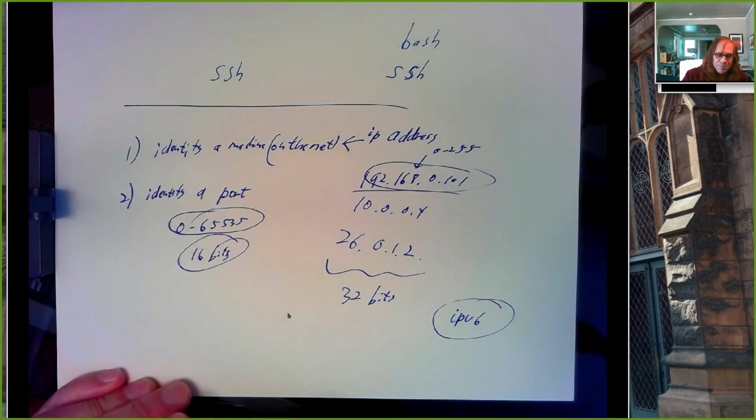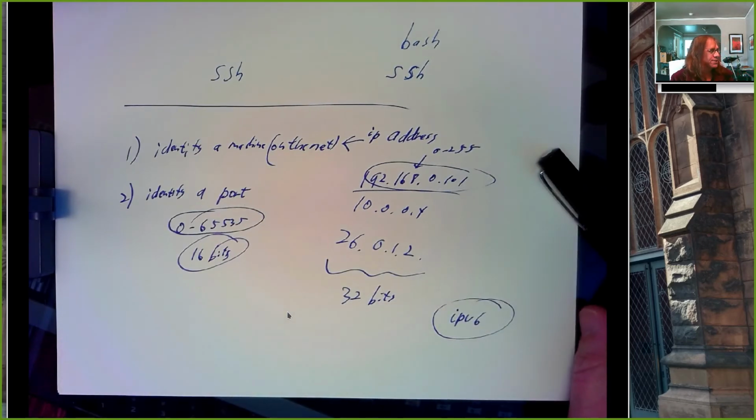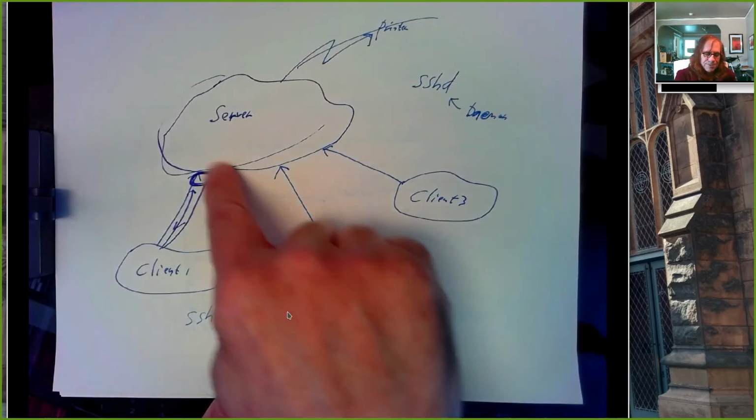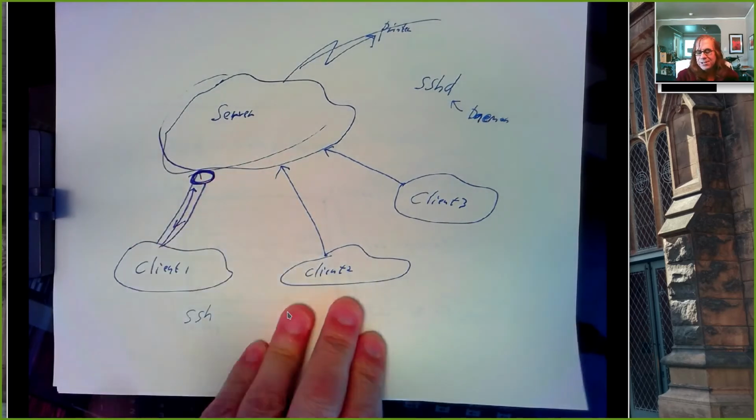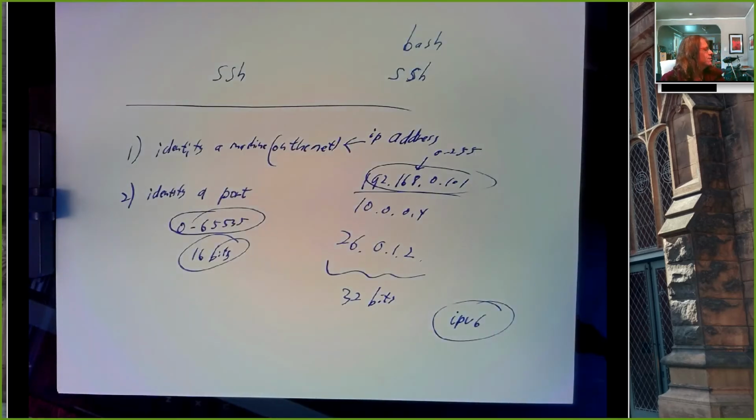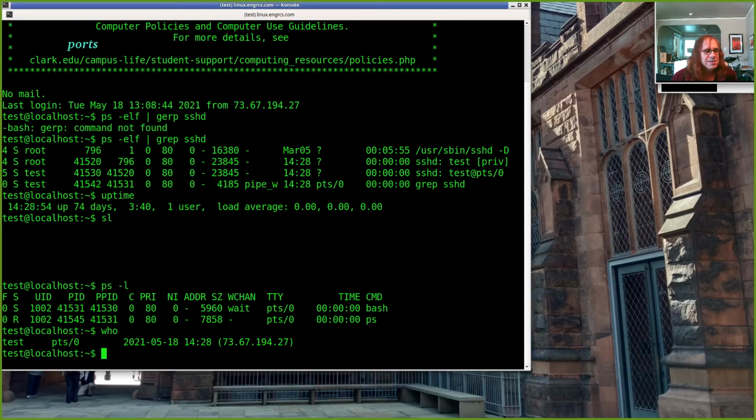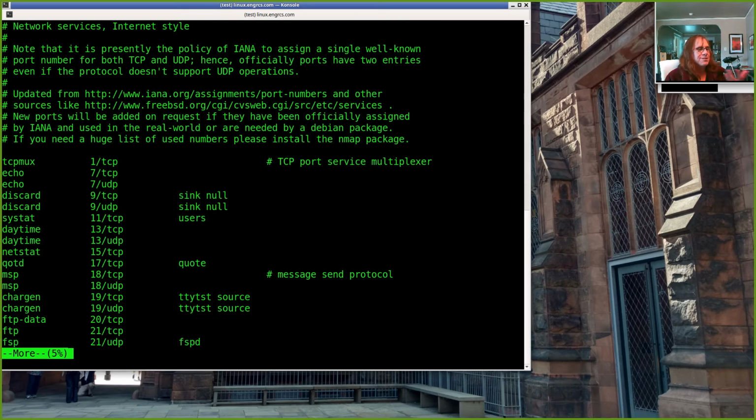The port number basically tells us what we are trying to connect to. We're trying to connect to an SSH server, a print server, a time server, and so on and so forth. So let's eyeball some port numbers. If you look at a Unix machine, look under /etc/services, and you'll see a list of port numbers.